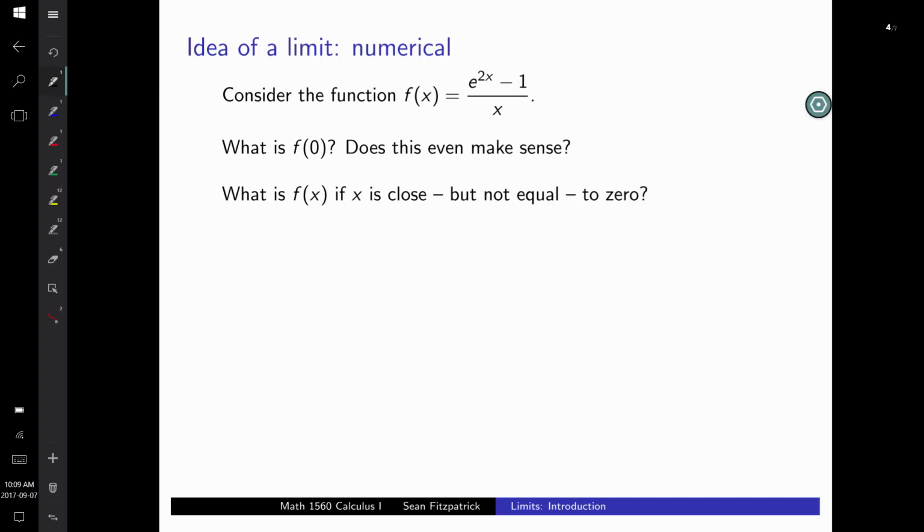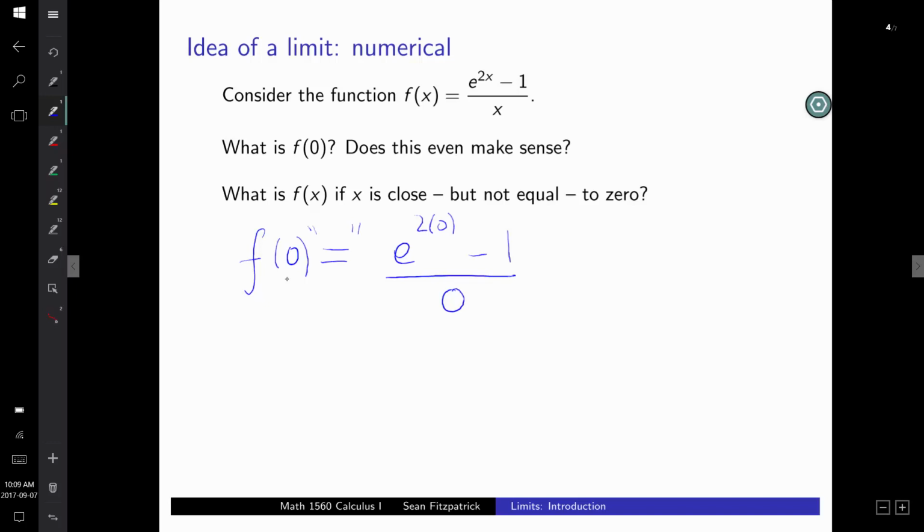Well, can I talk about what the graph looks like near 0? I certainly can't talk about f of 0. What do I get if I try to put that in? Maybe I'll put "equals" in quotes here, because we're going to get nonsense out. What do I get? e to the 2 times 0, minus 1, over 0. Well, we all know that you can't divide by 0, so we're definitely running into trouble here.